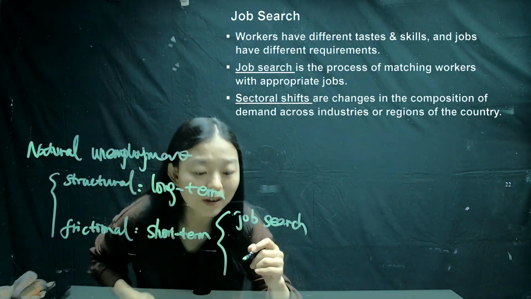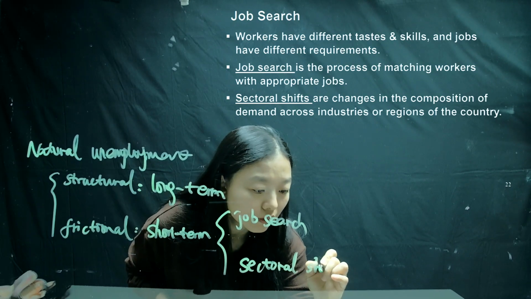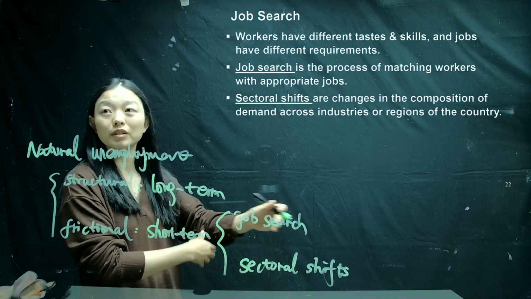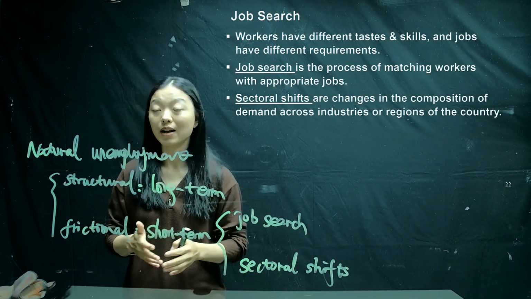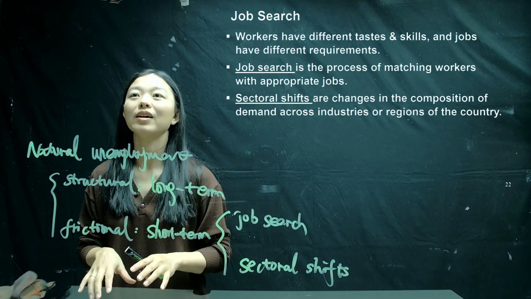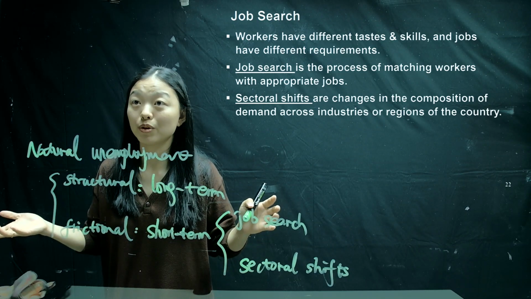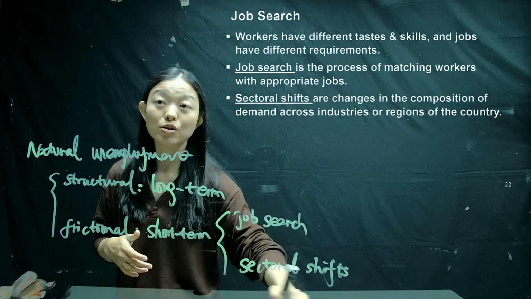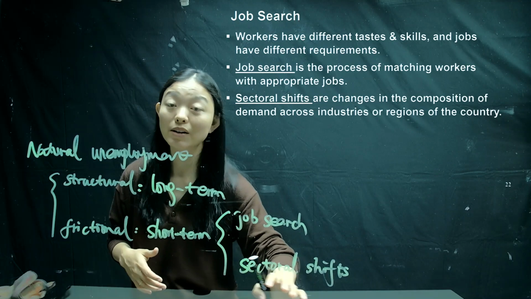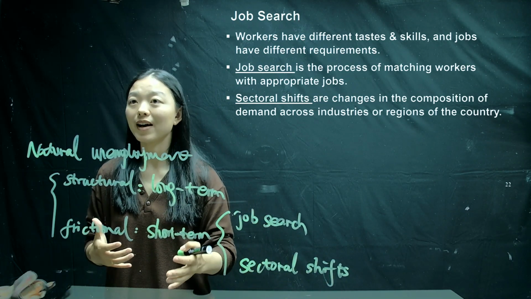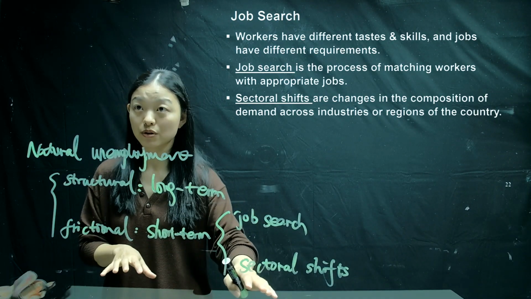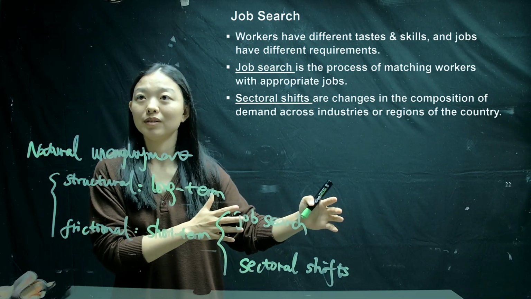Sectoral shift will be another one. Sectoral shifts are changes in the composition of demand across industries and regions of the country. Currently, we probably do not need people to help us with typing, I mean, with the typing machine, right? We don't need a typing machine anymore, probably. Therefore, the people who work in the traditional typing machine industry may be laid off during the sectoral shift. However, the government can provide job training programs to help the people who get laid off from the traditional typing machine industry become more competitive in the job market.